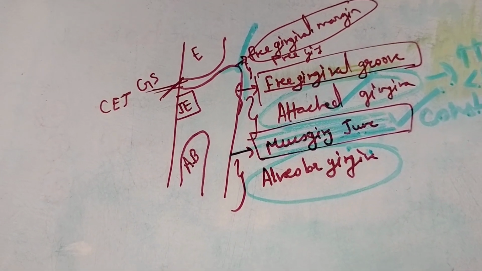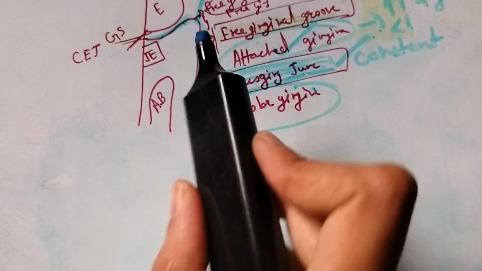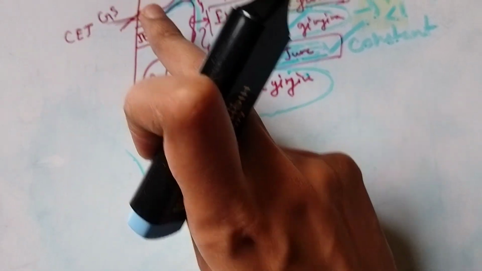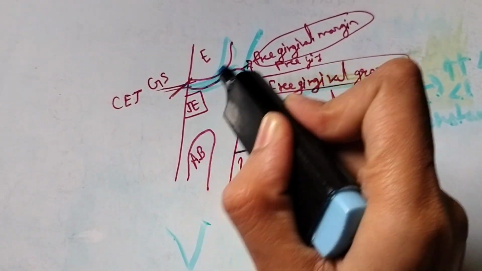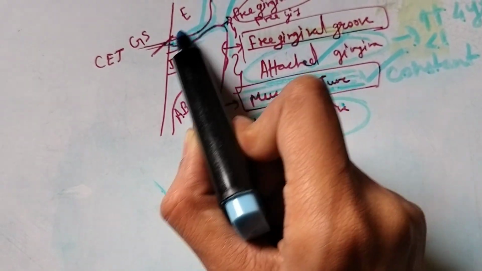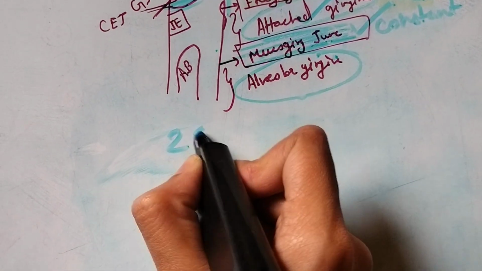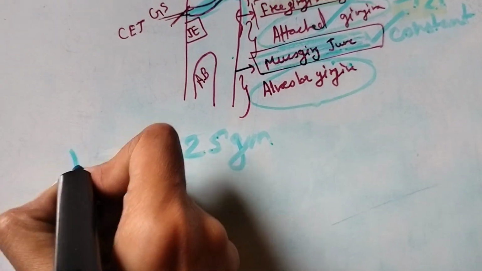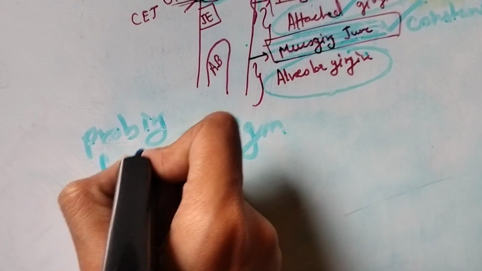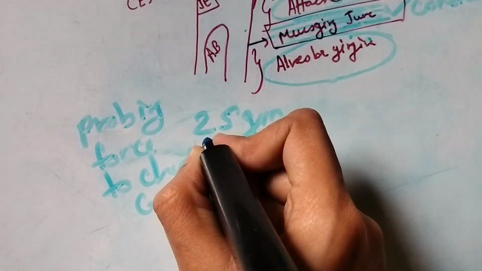Let us discuss the gingival sulcus. This is the gingival sulcus. It is a shallow V-shaped space surrounding the tooth, and the probing force to check the sulcus depth is 25 gram. The probing force to check the gingival sulcus is 25 gram.